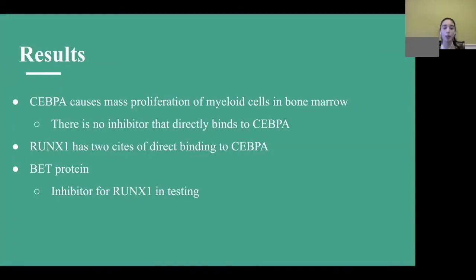CEBPA causes mass proliferation of myeloid cells in the bone marrow. There's no inhibitor that directly binds to CEBPA, thus through RUNX1, we can inhibit the expression of CEBPA. My identification of a novel inhibitor included the BET protein, which is still in testing but could be used.